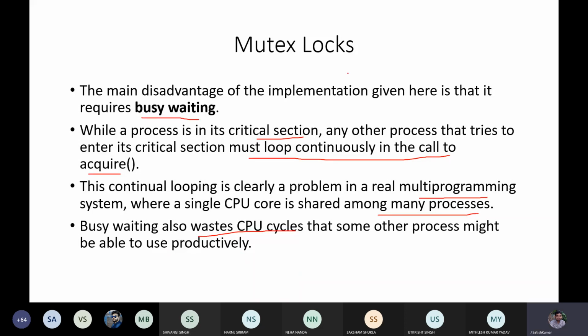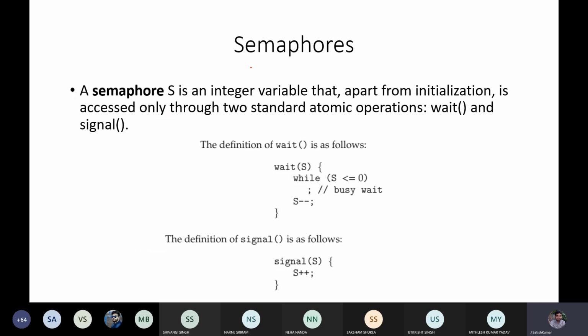To overcome this disadvantage of the mutex lock, we will go to another method of critical section solution called semaphore. So a semaphore S is an integer variable that, apart from initialization, is accessed only through two standard atomic operations, wait and signal. Okay.